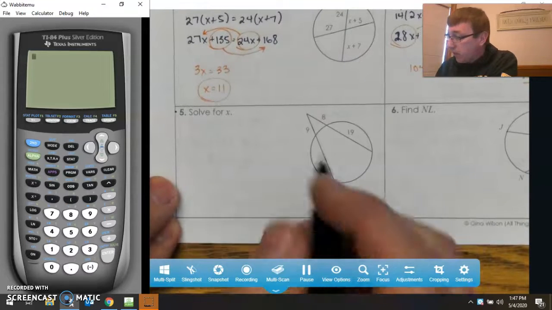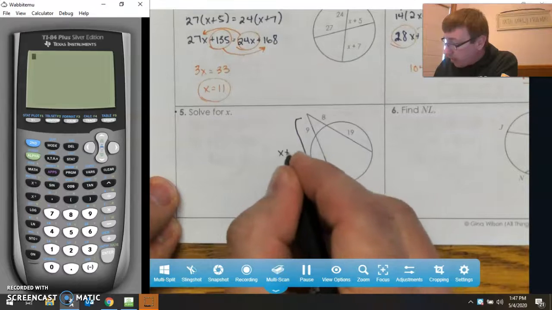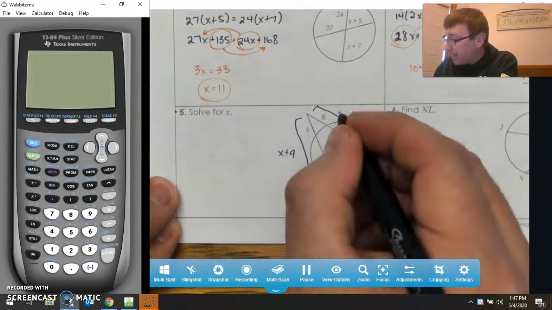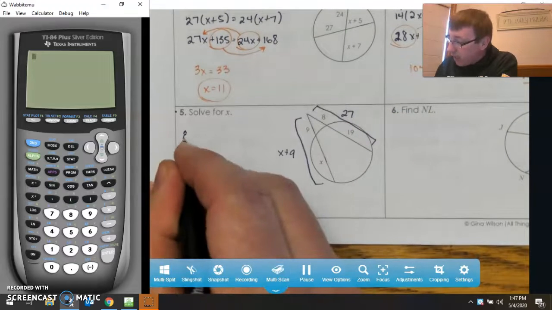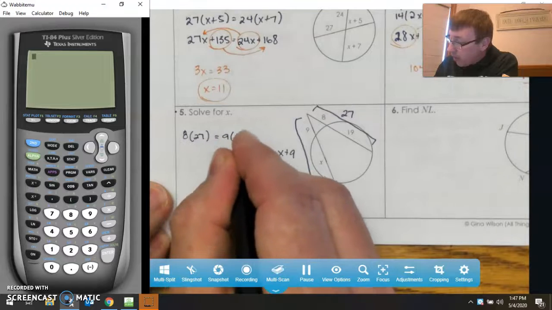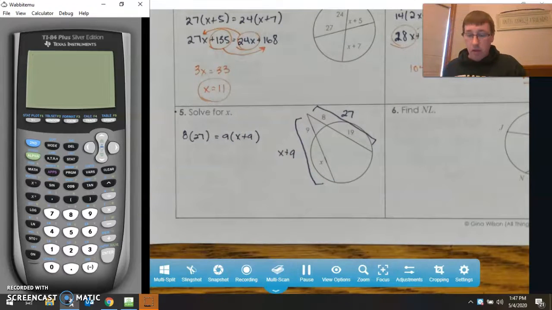Now, a couple things we need to know. We know this whole length is going to be x plus 9, and this whole length is 8 plus 19, or 27. So it's going to be the outside times the whole thing equals the outside times the whole thing, the whole length. Hopefully that kind of makes sense. I'm going to be repeating it over and over again. What we'll have here, we're going to have 8 times 27.